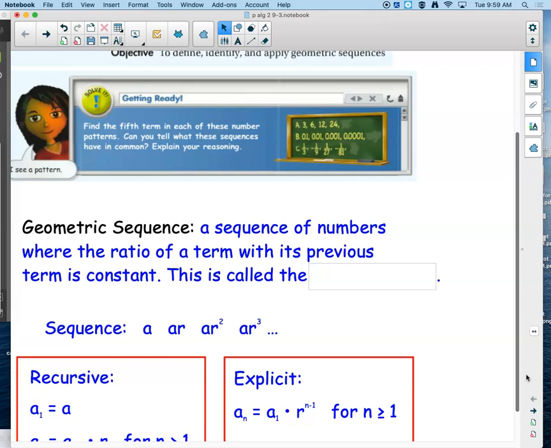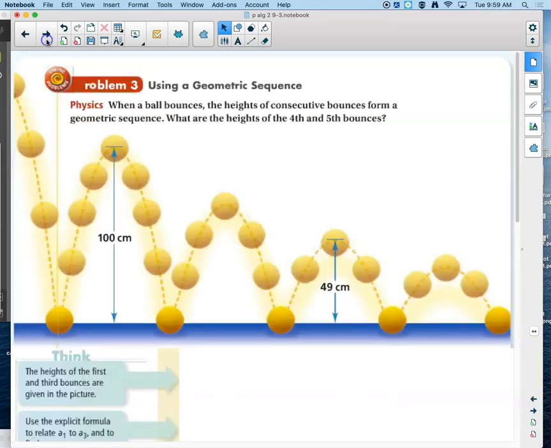So we had some formulas to add to the front cover, and I ended right here. We have a little problem about a bouncing ball, and we still need to discuss something called the geometric mean today. So using a geometric sequence: when a ball bounces, the heights of consecutive bounces form a geometric sequence. What are the heights of the 4th and 5th bounces?